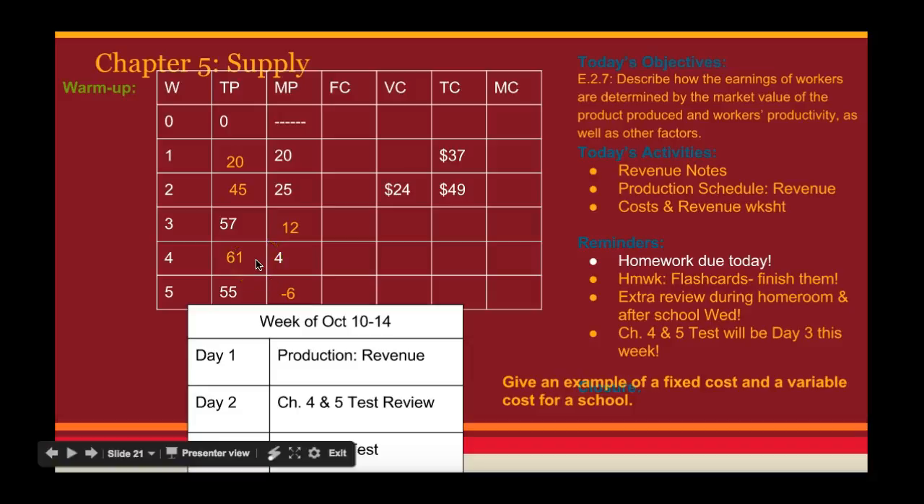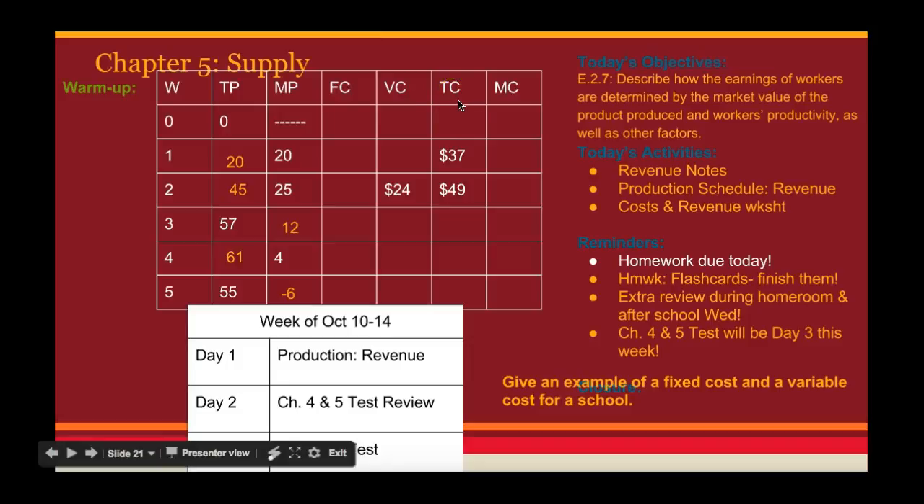Remember, the big red flag for stage 3 and negative returns is a negative marginal product. Okay? All right, so hopefully you're with me so far. Now we get to the next 3 columns. These are all of our costs. So fixed costs, variable costs, and total costs.